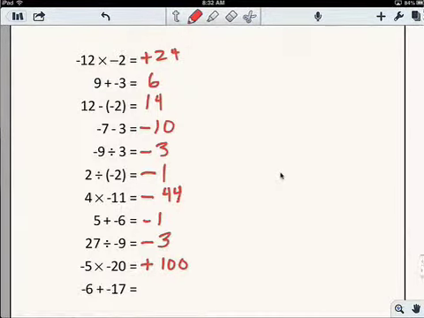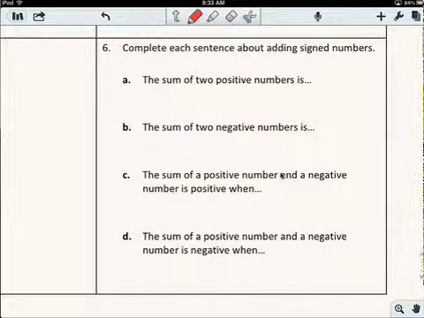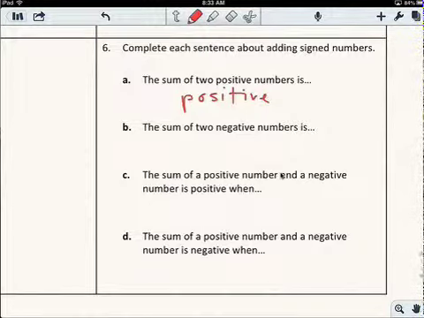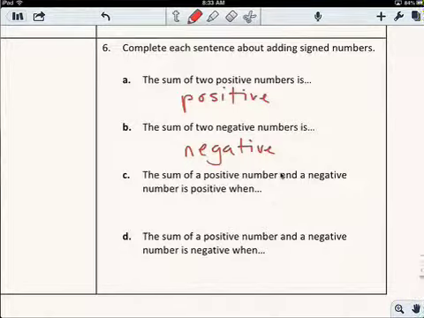-6 plus -17. So adding a negative is like subtracting, so we're taking away from a negative, so the answer should be even more negative. -6 minus 17 is -23. All right. Complete each sentence about adding signed numbers. The sum of two positive numbers is positive, because if you have two positive numbers and you add them together, you always get a positive number. The sum of two negative numbers is negative, because if you only have negatives, you're only going to get more negative when you add them together.